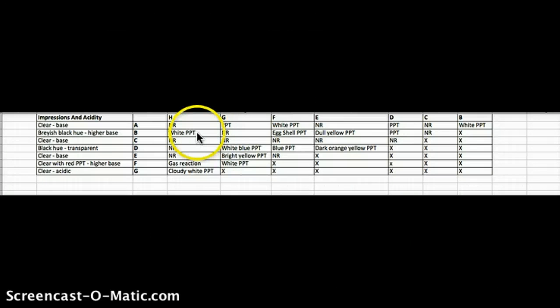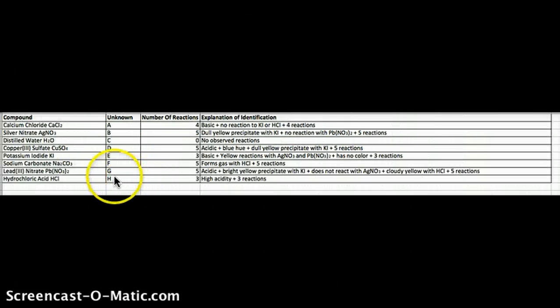We can also tell it's lead nitrate because when combined with H, it makes a white precipitate, which is also like a cloudy yellow. We can determine that H is hydrochloric acid because it has a very high acidity and has 3 reactions.